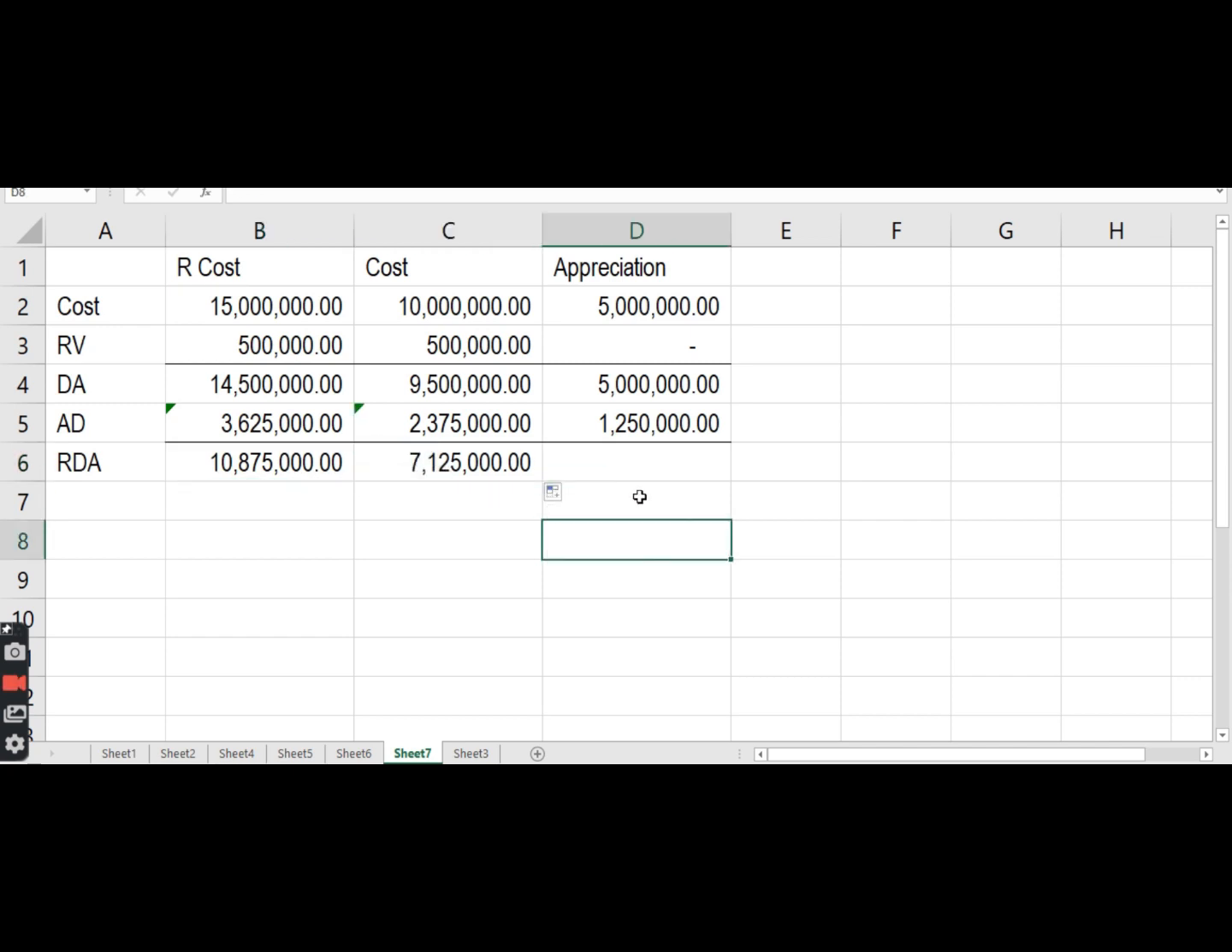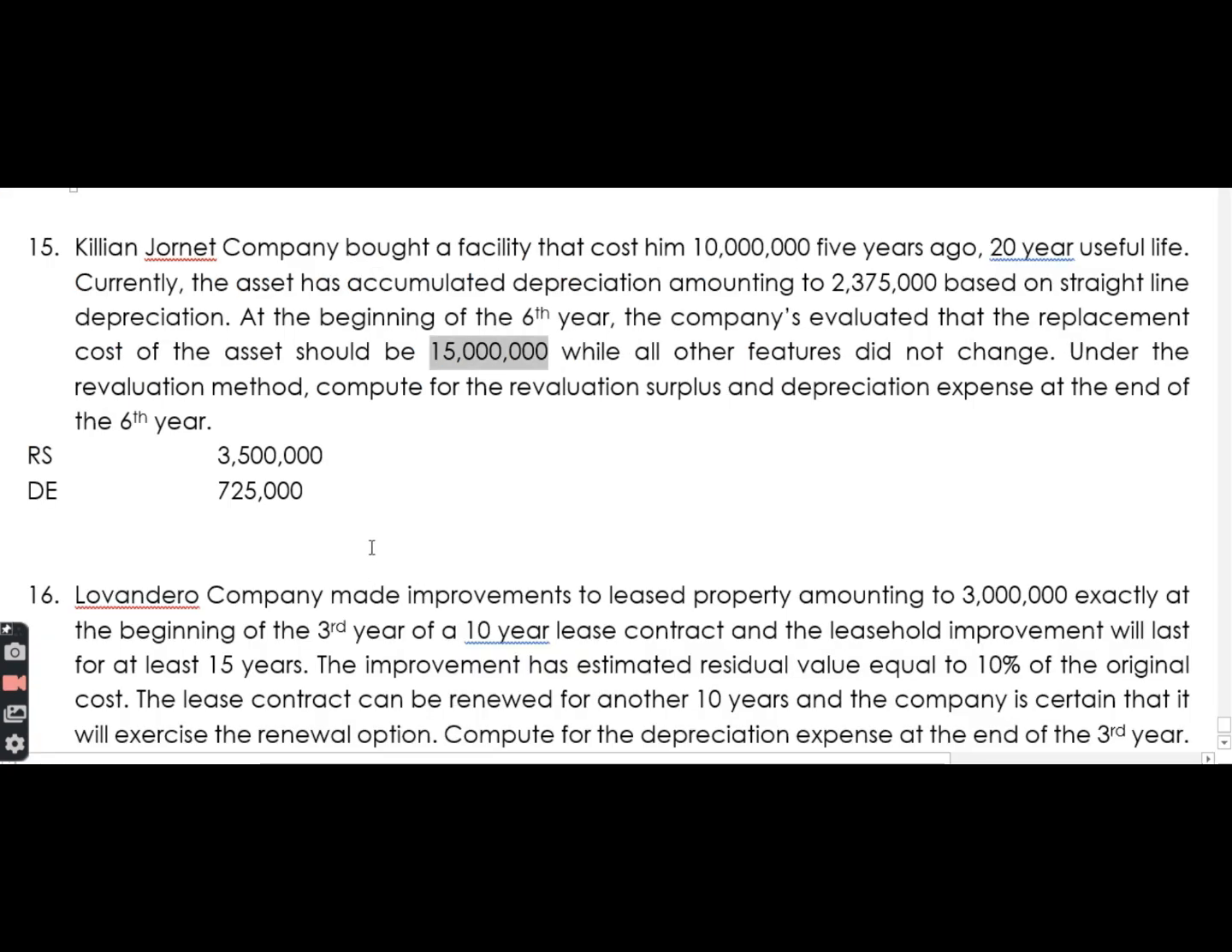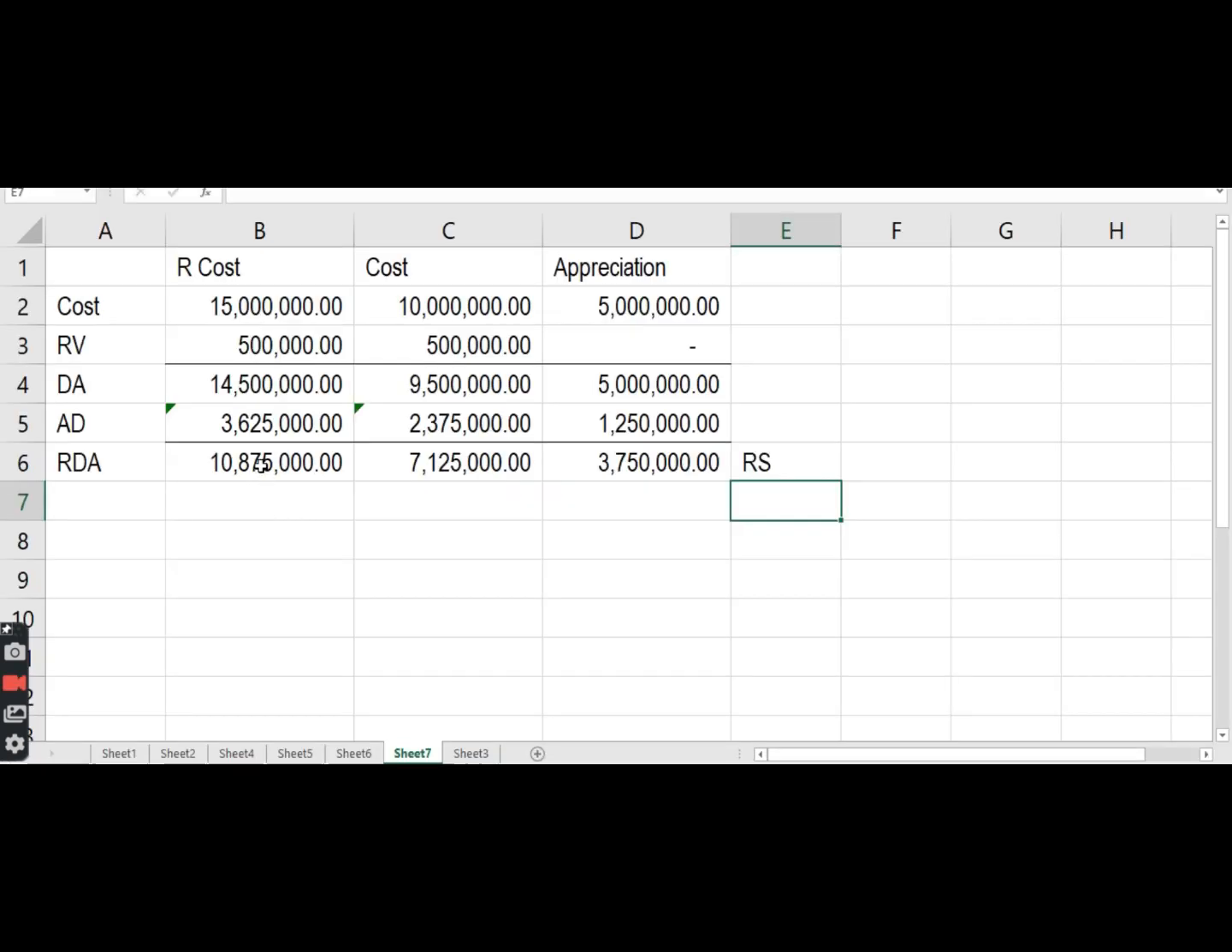So, ganun yung mangyari. At yung difference na ngayon dito, ito at saka ito, is going to be the revaluation surplus. So, ang revaluation surplus natin ay 3,750. So, looking at the information, ang revaluation surplus ay 3,750. Ang ating depreciation expense ay i-base natin dito.